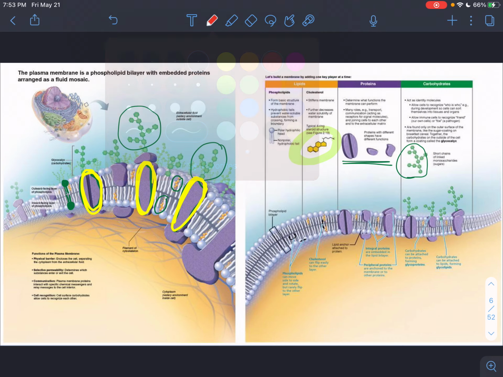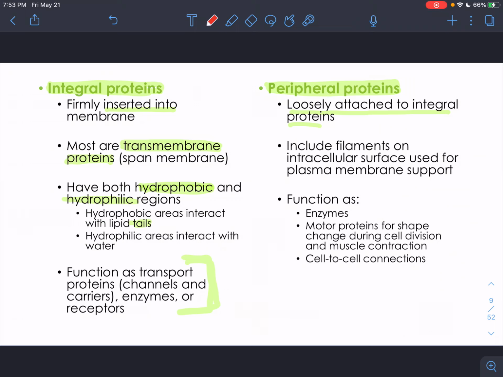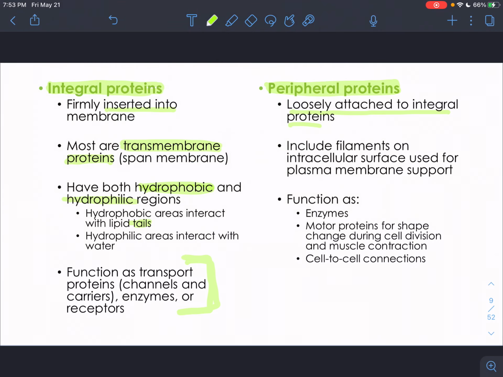So the peripheral proteins are these guys that are going to be just on the surface, right? They're attached near the surface. A lot of times they have these filaments used for support. And again, a lot of different functions, and we'll talk about those functions next. But integral are through the membrane. Peripheral are just attached kind of on the outside of the membrane.